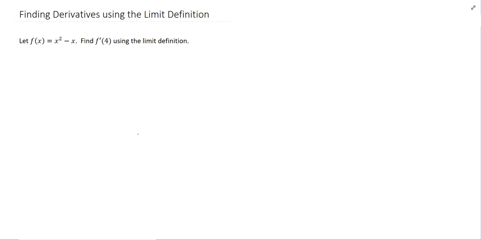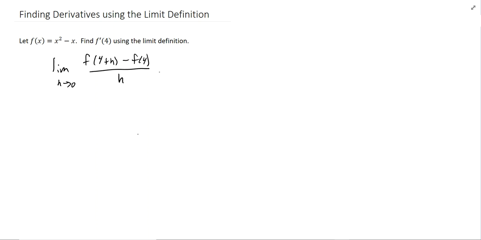Hello Math 148 students. I wanted to give you a video example of how to find the derivative of a function using the limit definition. The limit definition, as we remember, is the limit as h goes to 0 of f of, in this case, we're looking at f prime of 4, so it's going to be f of 4 plus h minus f of 4, all divided by h. And I like to break that up into pieces.